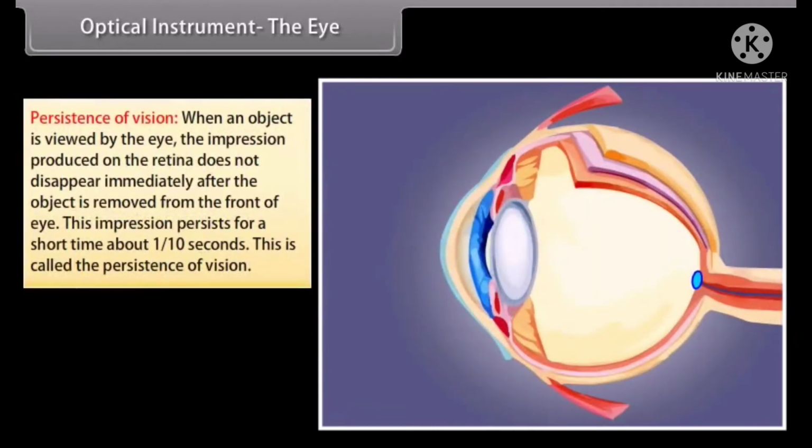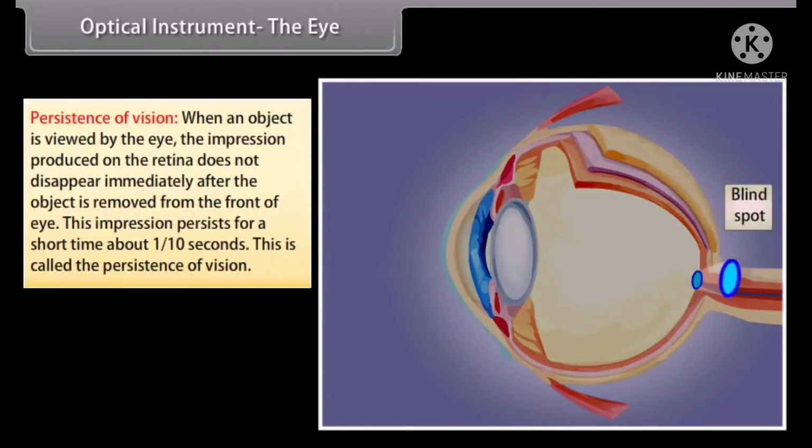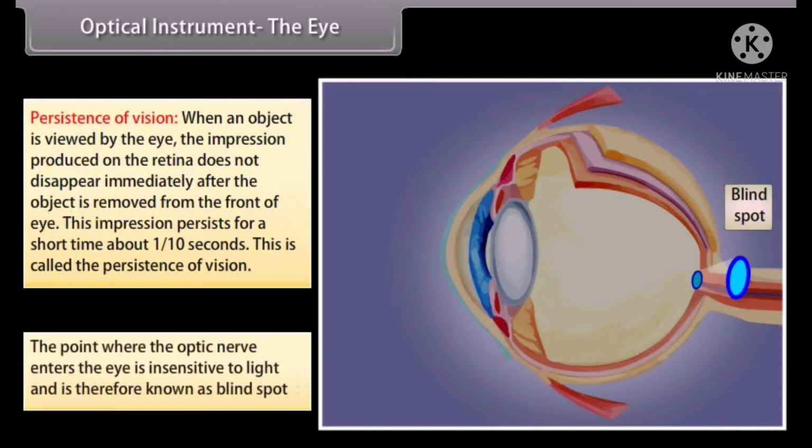Persistence of vision. When an object is viewed by the eye, the impression produced on the retina does not disappear immediately after the object is removed from the front of the eye. This impression persists for a short time, about 1/10 second. This is called persistence of vision. The point where the optic nerve enters the eye is insensitive to light and is therefore known as the blind spot.